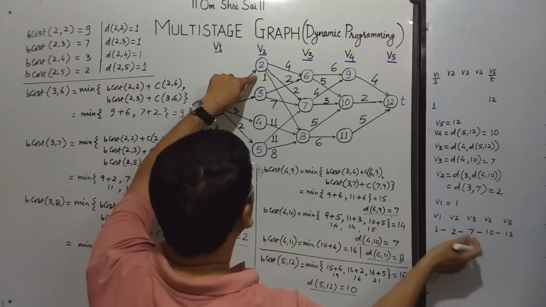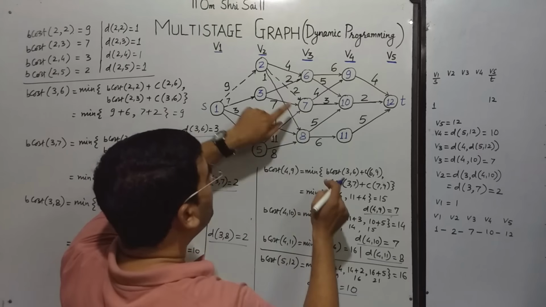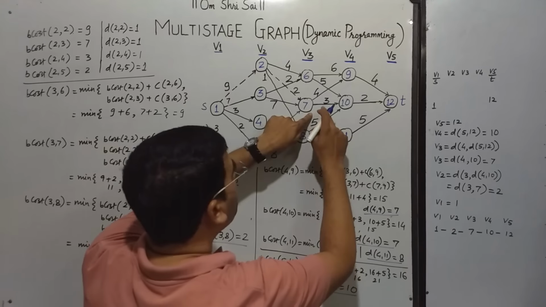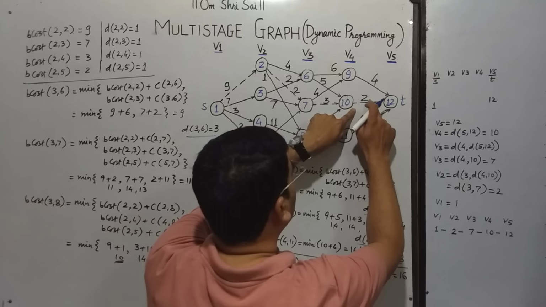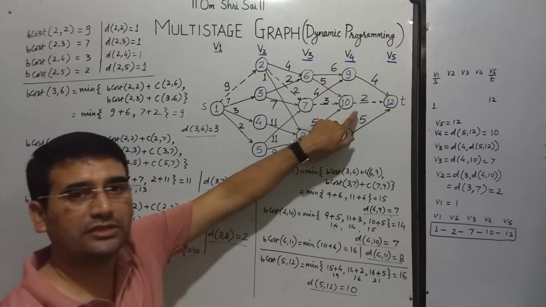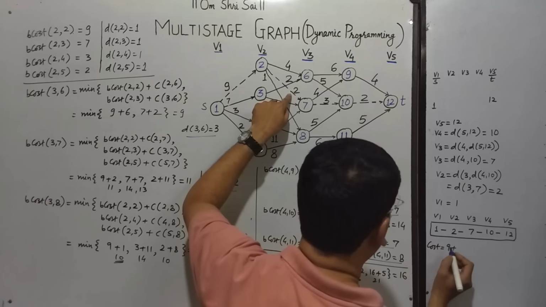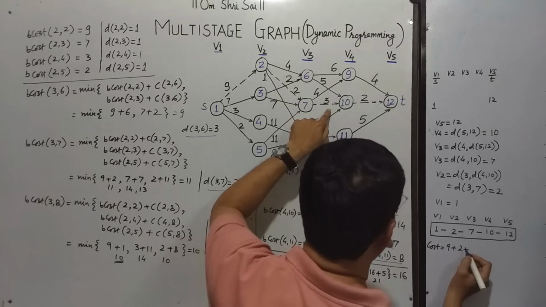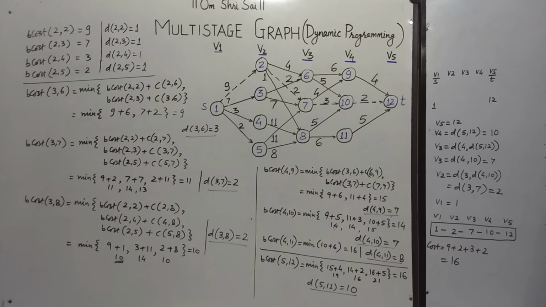Then 2 to 7, what is 7? That is 2 to 7, this will be the path. Now 7 to 10, this will be the path, and then 10 to 12, this will be the path. So this is the path. Now what will be the total cost of the path? 9 plus 2 plus 3 plus 2. Total cost of the path will be 16.